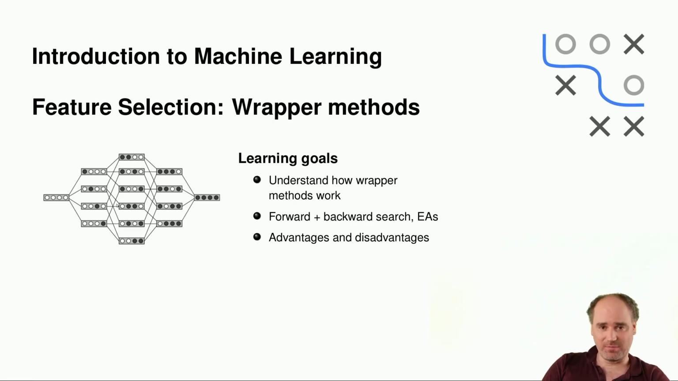We'll talk a little bit about how we can also use evolutionary algorithms for feature selection with wrapper techniques, although I'm not going to spend too much time on that because this is not a dedicated lecture on optimization techniques. We'll also discuss some of the advantages and disadvantages, hopefully, as always.